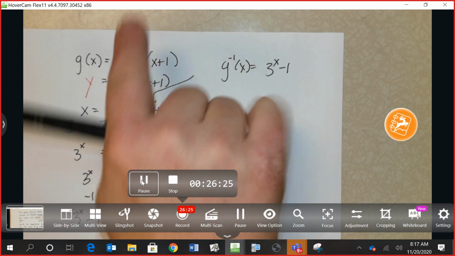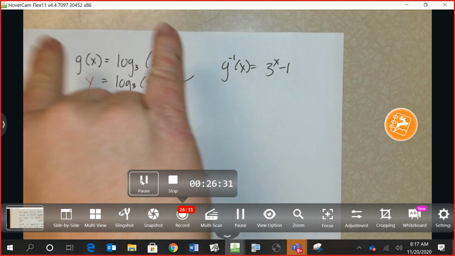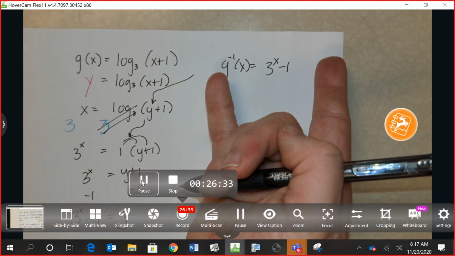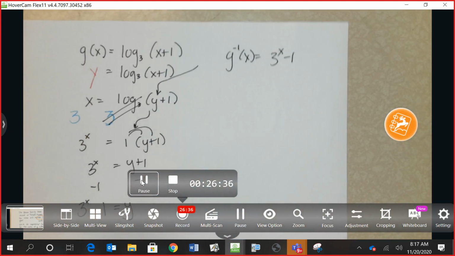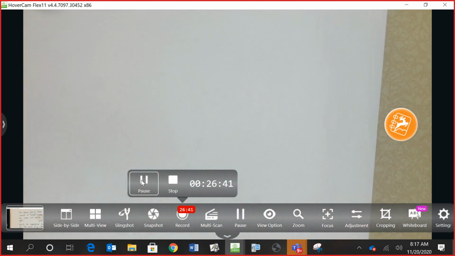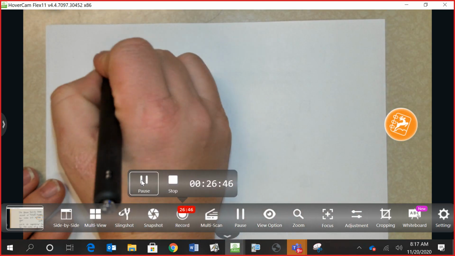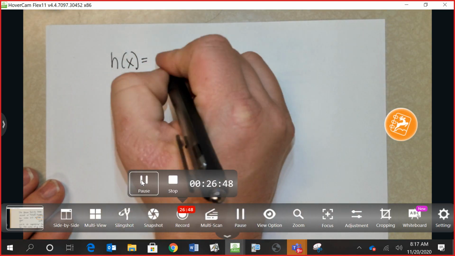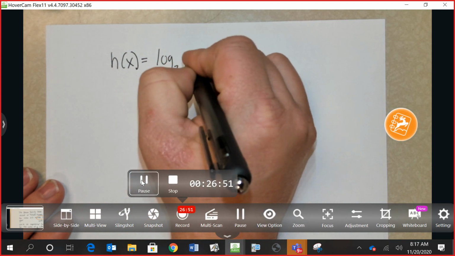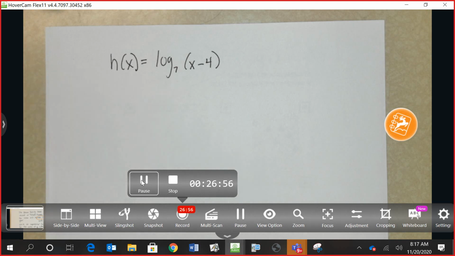If I would graph these two, remember they would reflect across the line y equals x. Remember that the coordinates of the x, y here would just flip and become the coordinates over here in y, x. Okay, we're going to try another one like this. Let's do h of x this time. And I would like you, if you felt confident, to press pause, do the work, then press play to see if it matches what I'm doing.